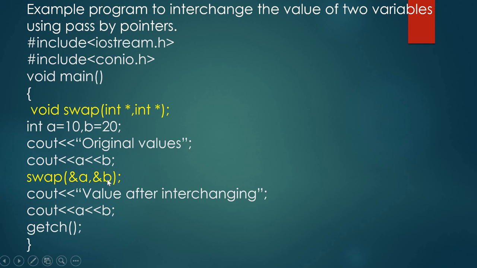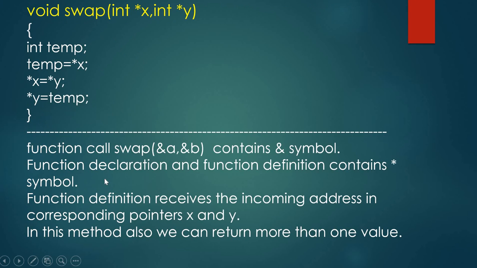What is a pointer? A pointer stores the address of a variable. Here we are passing the address of this A and B. And in that function we are using pointers. This pointer will accept that address. That is, these pointers are used to store that address. These pointers X and Y are used to store the address of A and B.